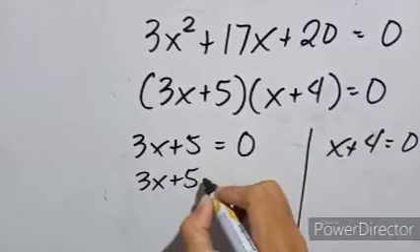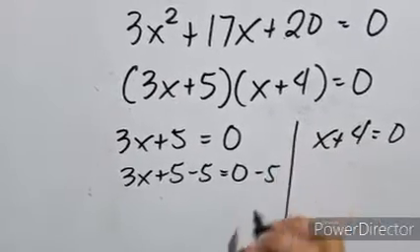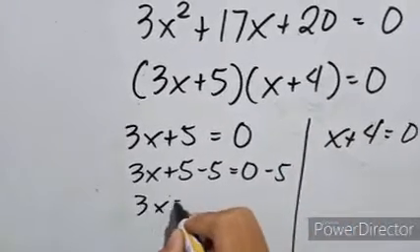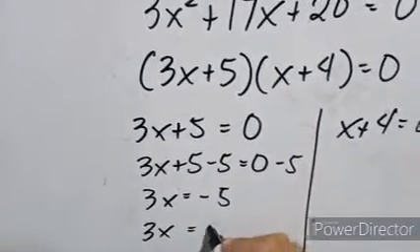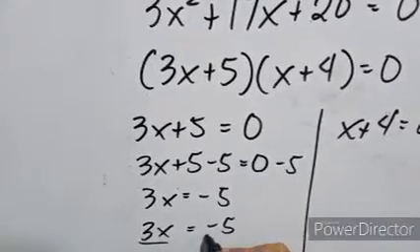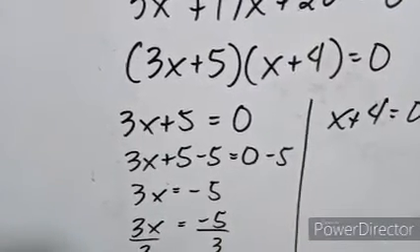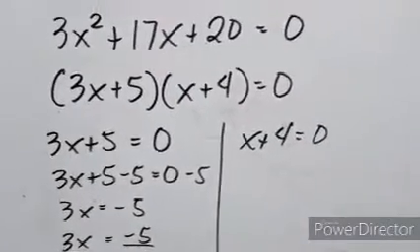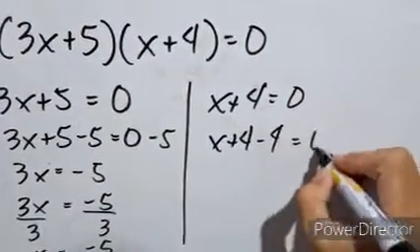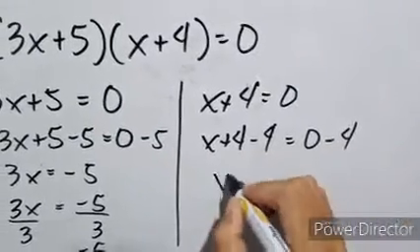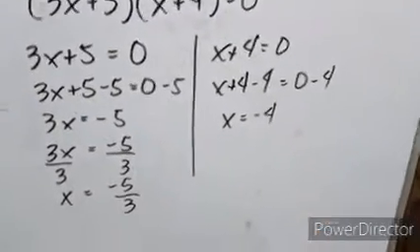So atin na to. So magiging 3x plus 5 minus 5 is equal to 0 minus 5, AP uli siya. So 3x is equal to negative 5. So may 3. Kailangan natin gumamit ng multiplication property. So di-divide natin siya both sides by 3. So sagot natin, x is equal to negative 5 over 3. Other side natin, x plus 4 minus 4 is equal to 0 minus 4. And the x is equal to negative 4. So ito na yung ating maging sagot.